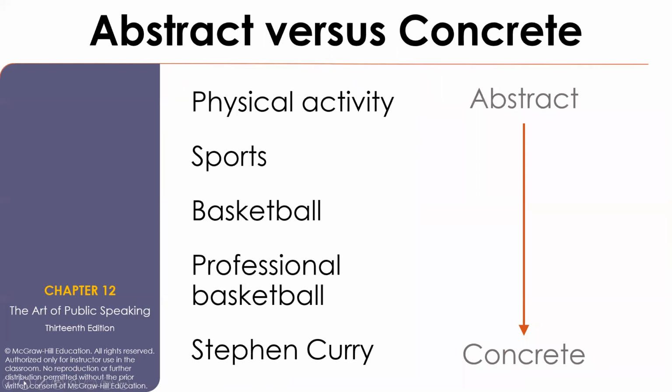So if we look at this idea of the spectrum of abstract to concrete, we can look at physical activity as a very abstract phrase. And as we get further towards concrete, we could say sports would be a little more concrete than physical activity. Basketball would be more concrete than sports. Professional basketball would be more concrete than just basketball. We can see, obviously, there's a lot more interpretations of basketball than there are of professional basketball.